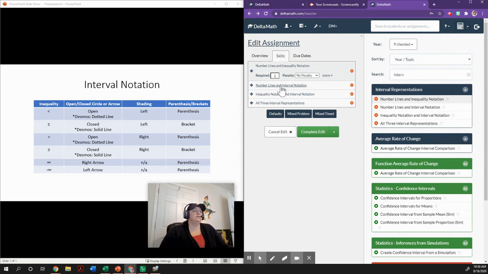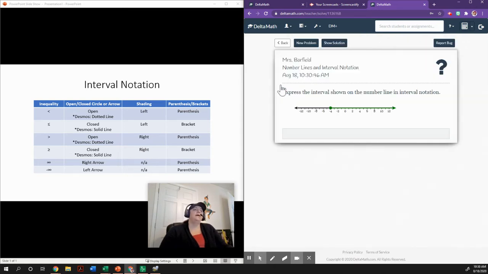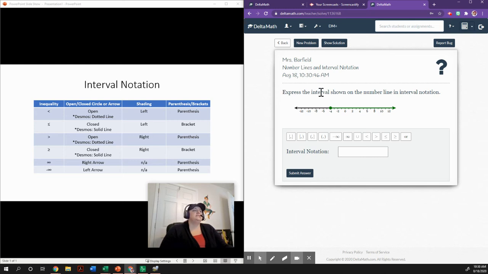So let's go down here to number lines and interval notation because that's the next section of problems. Okay, so it says express the interval shown on the number line in interval notation. They've got a lot of different things here. Now, interval notation is these first few buttons. It's not the less than or equal to, those are inequalities. This is intervals.